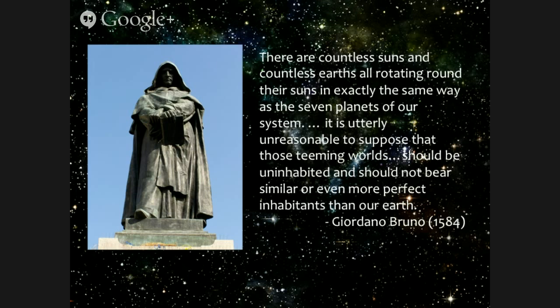And partly the reason he got excommunicated severely was because he had what the church thought were very crazy ideas about the universe and about existence. He had said something very similar to Epicurus, that there are countless suns, countless Earths, all rotating around their suns in exactly the same way as the 7 planets in the solar system, so they didn't know all the planets yet. It is utterly unreasonable to suppose that those teeming worlds should be uninhabited and should not bear similar or more perfect inhabitants than on Earth.